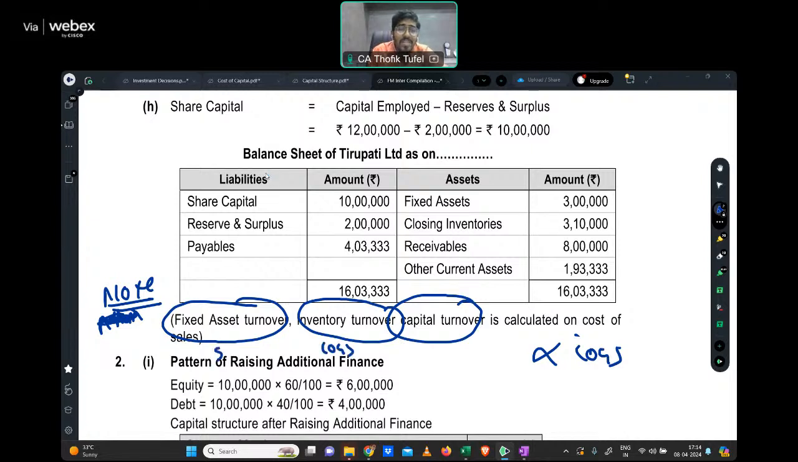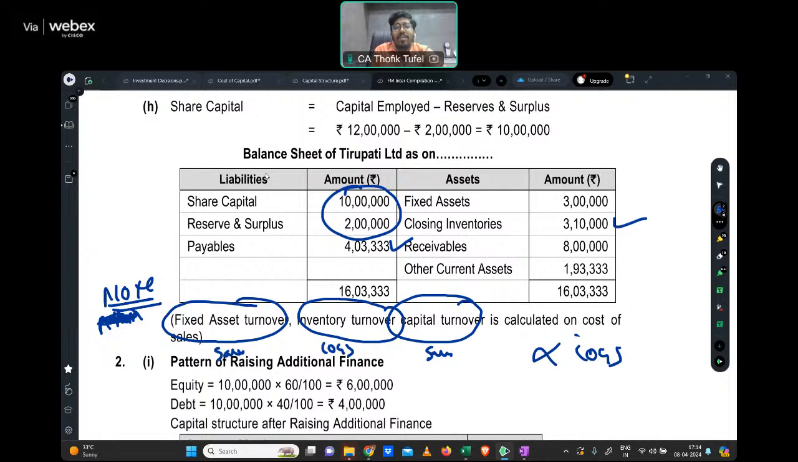ஆனா கேபிட்டல் அண்ட் ஃபிக்ஸட் அசெட் நம்ம சேல்ஸ் கொடுத்திருந்தாங்கன்னா சேல்ஸ்லதான் பண்ணுவோம். ஆனா அவங்க நோட் போட்டு அப்படி பண்ணிருக்காங்க. ரிவிஷன் டெஸ்ட் பேப்பர்ல. ஆனா நீ காஸ்ட் ஆஃப் கூட்ஸ் சோல்டுல பண்ணா அது கரெக்ட் தான். கீழே ஒரு நோட் போட்டு that it is calculated on sales. ஸோ இன்வென்டரி 3,10,000 கரெக்டா வந்துடும். ஆனா இது அவங்களுக்கு கரெக்டா வராது. ஸோ 4,03,000 உனக்கு கரெக்டா வரும்.